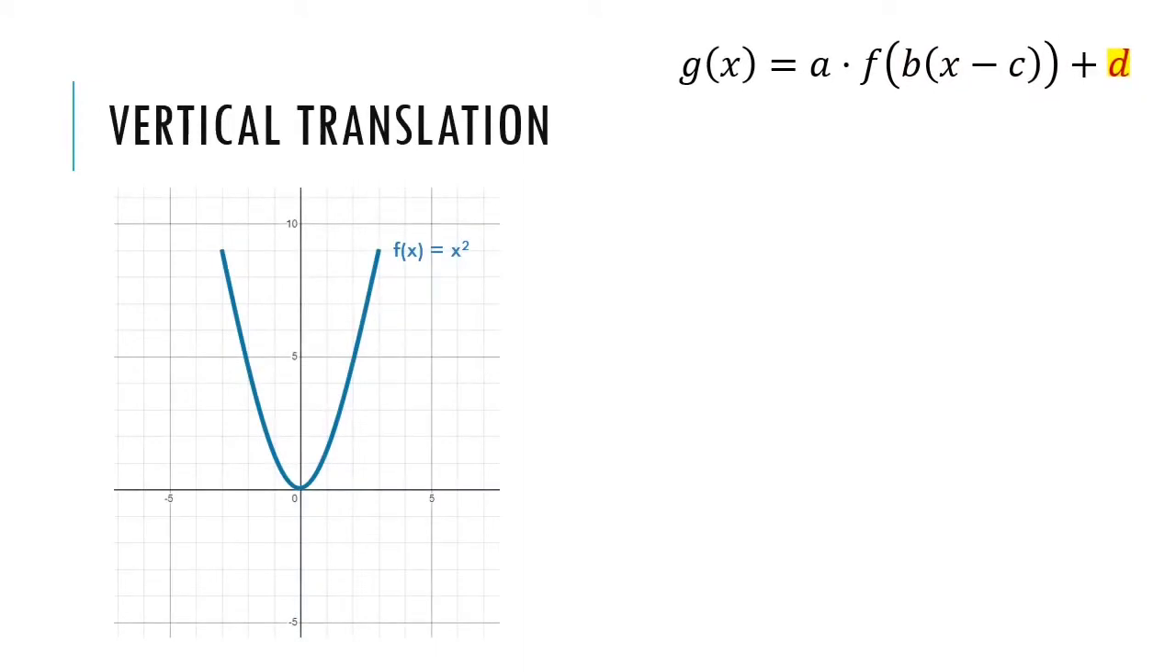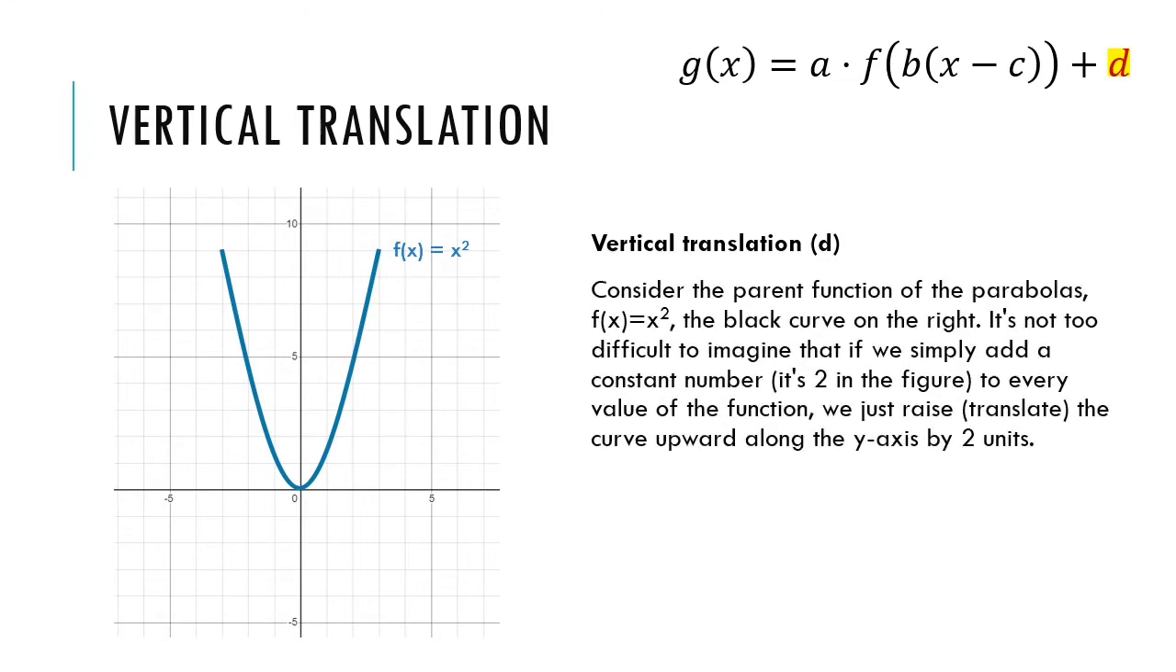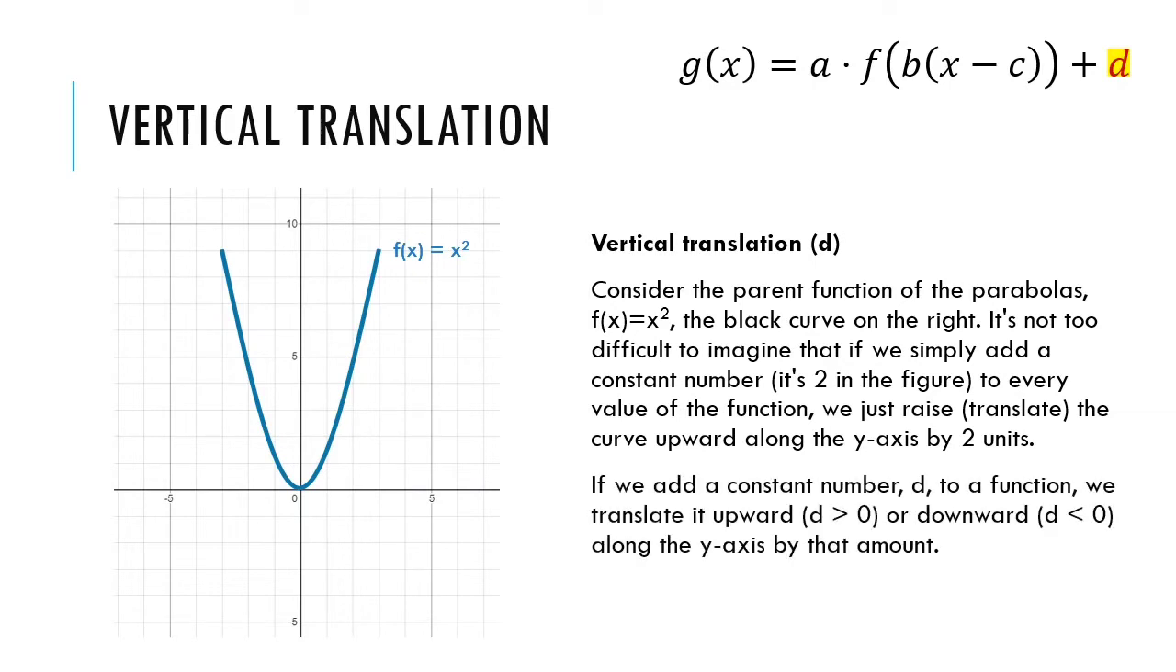First, let's take a look at vertical translation. Here we have our parent function x squared. We're going to be using that to demo most of our transformations. Consider the parent function of the parabola, f of x equals x squared. Shift or translate the curve upward along the y-axis by 2 units. If we add a constant number d to the function, we translate it upward if d is more than 0, or downward if d is less than 0, along the y-axis by that amount.